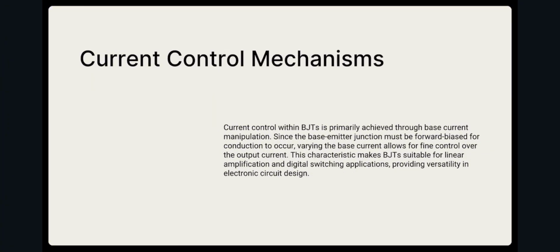And the current control mechanism. Current control within BJT is primarily achieved through base current manipulation. Since the base emitter junction must be forward biased for conduction to occur, varying the base current allows for fine control over the output currents. This characteristic makes BJT suitable for linear amplification and digital switching application, providing versatility in electronic circuit design.